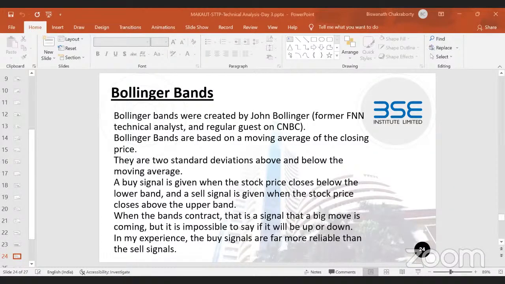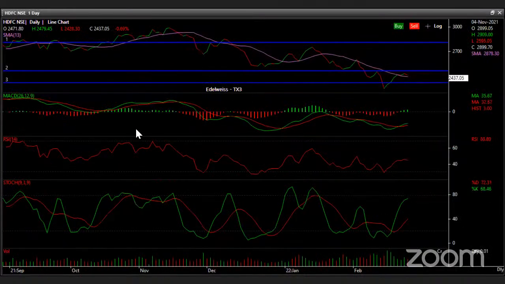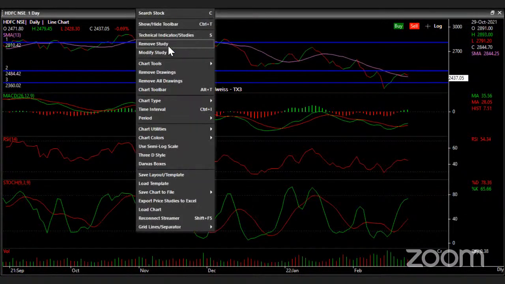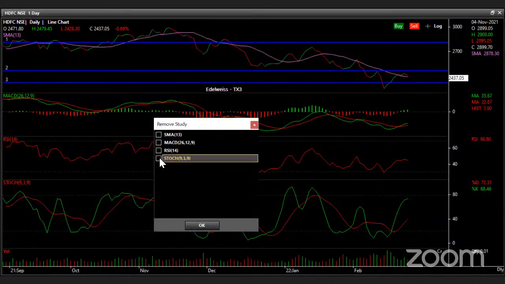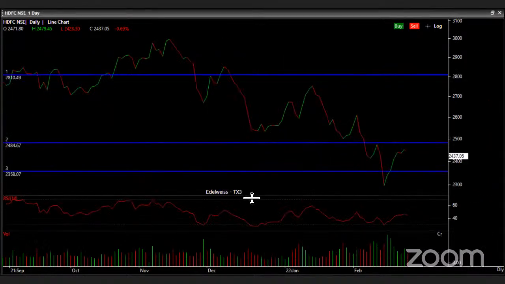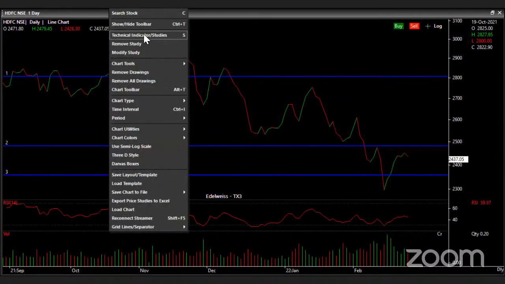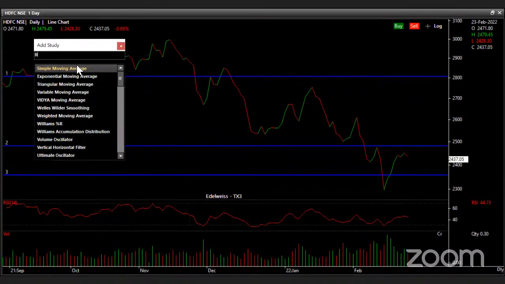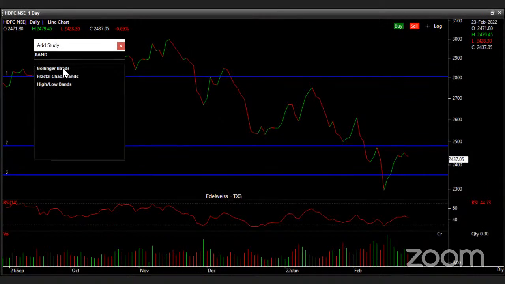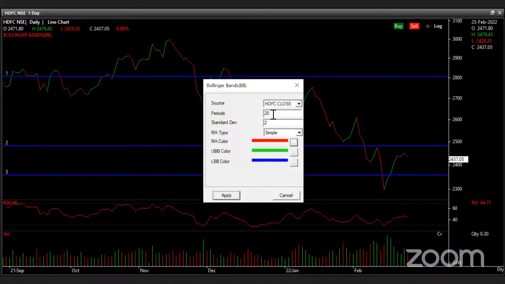So we are going to import the Bollinger bands. Remove the sub studies, so right now we have only the RSI and the prices. Now, technical indicator study and Bollinger bands. The period is 20 and the standard deviation is 2, and the type of moving average is simple. And now we are going to apply.